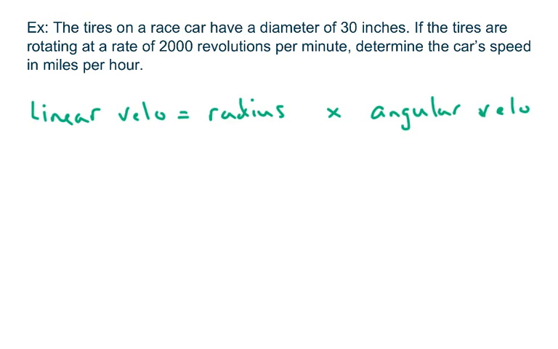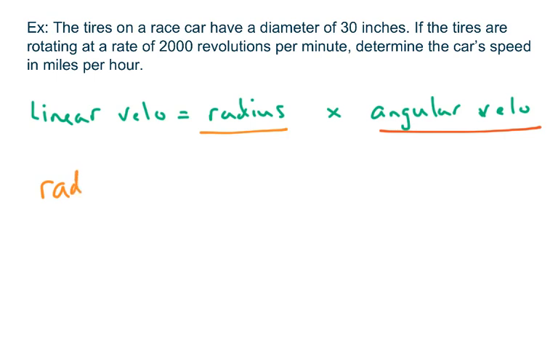Okay, we have two things we need to figure out. We need to figure out the radius, because it doesn't tell us the radius, it does tell us the diameter, and we need to figure out the angular velocity. It tells us some of that, but the problem is it's given us inches, and we need to know miles, and it's giving us minutes, and we need to convert that to hours. So let's break this down piece by piece.